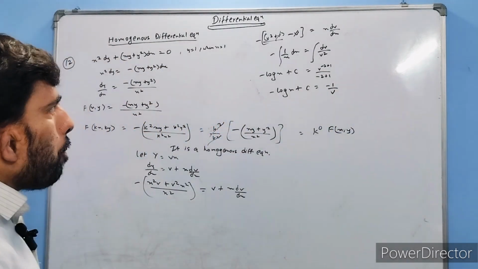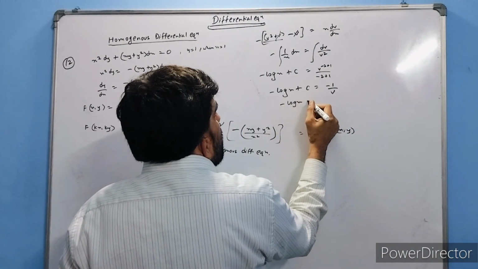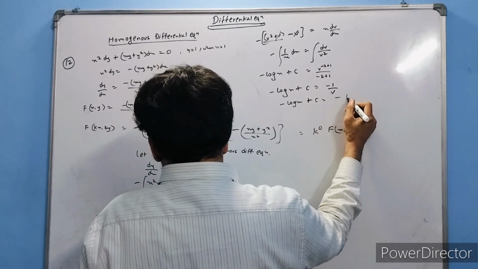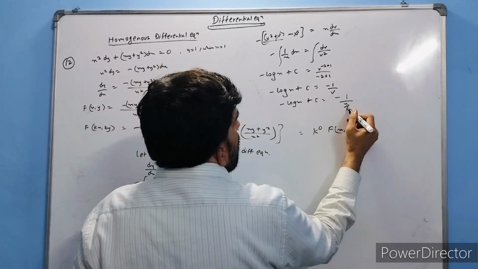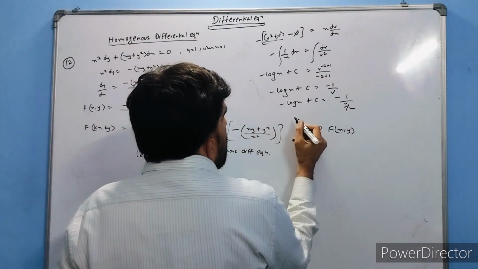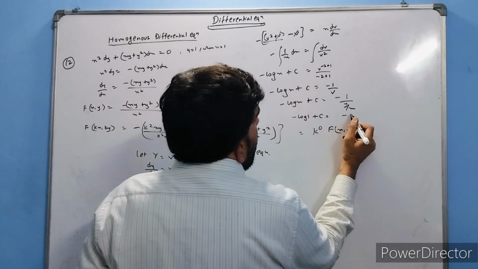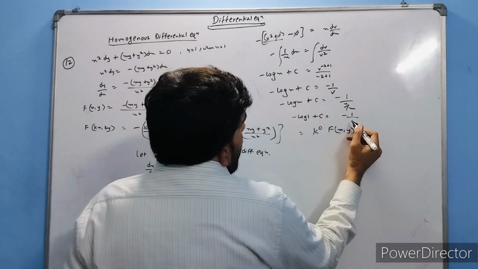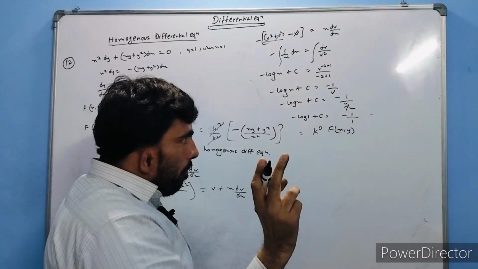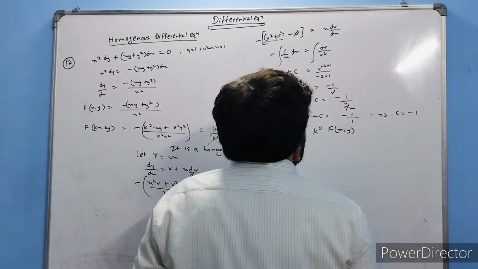Okay, so now put the value of v here. So log x plus c is equal to minus 1 upon y upon x. Now put the value. If I put x is equal to 1, so log of 1 plus c is equal to minus 1 upon 1. Log 1 is 0 we have, so we have the value c is equal to minus 1.